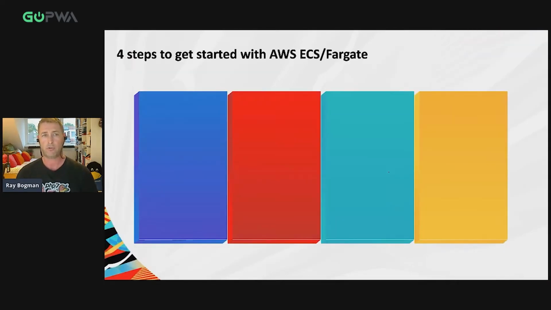So what are the 4 steps to get started within AWS ECS Fargate? Well, first of all, you need to create an AWS account. This sounds pretty straightforward, but make sure that you use your own or your business account and you have the right credentials.